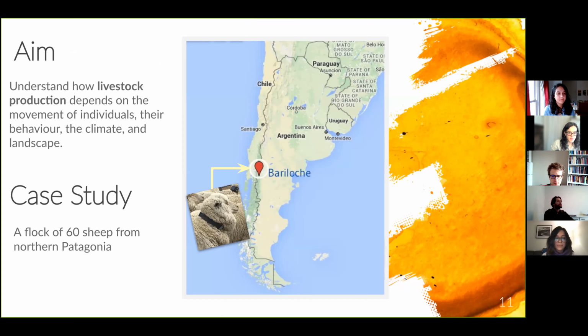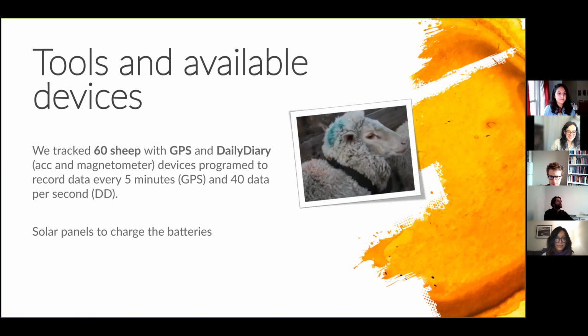The tools and devices that we had to study were, well, 60 sheep. And we tracked the 60 sheep with GPS and daily diary devices. The GPS were programmed to record data every 5 minutes, and the daily diaries give us 40 data per second. And we had solar panels that we attached to those devices to charge the batteries.